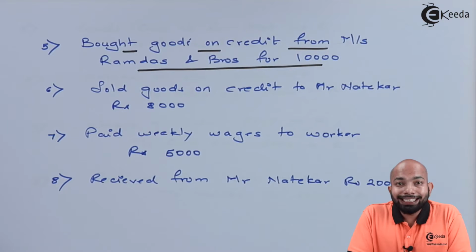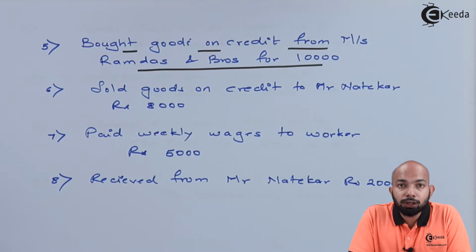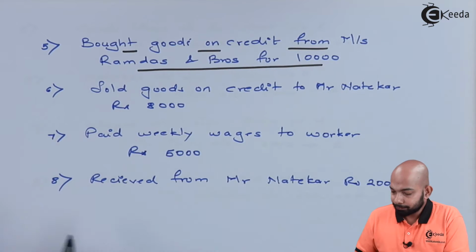Bought goods on credit from Messrs. Ramdas and Brothers for rupees 10,000. This is the journal entry that has been passed. We have bought certain goods from Messrs. Ramdas and Brothers on credit. Mention this word, on credit, for rupees 10,000. Make sure you note down this entry and further classify whether it falls under the category of personal account, real account, or nominal account, and we'll check that later on. Let's go on to the sixth entry here.